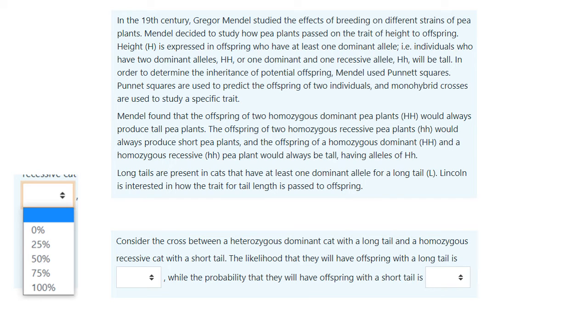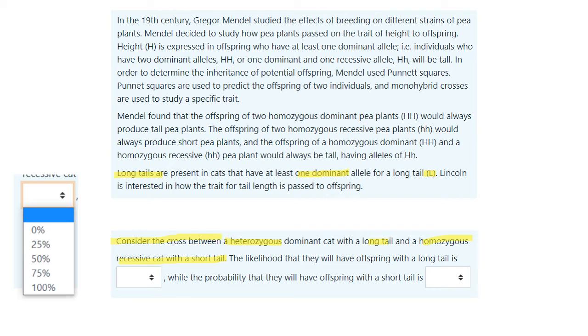Consider the cross between a heterozygous dominant cat with a long tail and a homozygous recessive cat with a short tail. What do we have? We have heterozygous dominant with a long tail and a homozygous recessive with a short tail. We need to know what is long, what is short. Long tails are dominant, they get the big L.